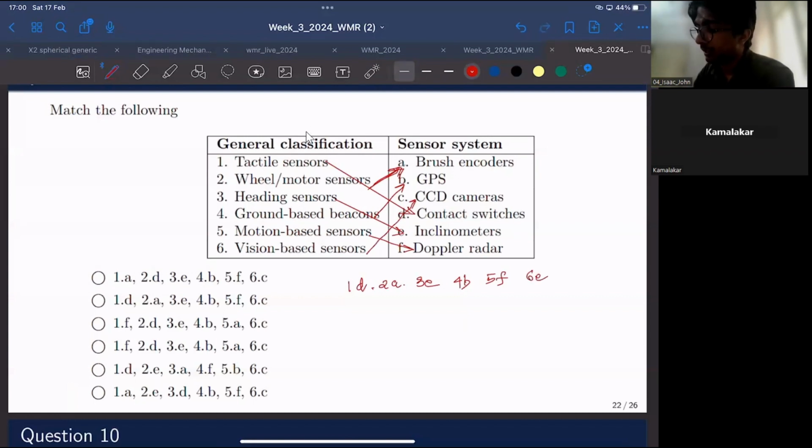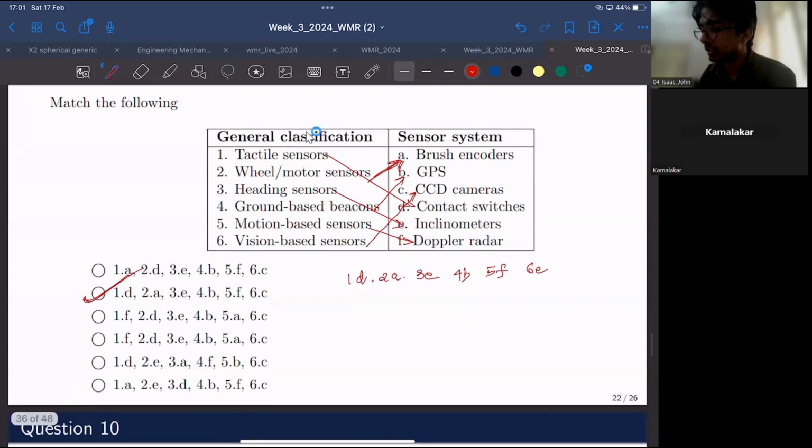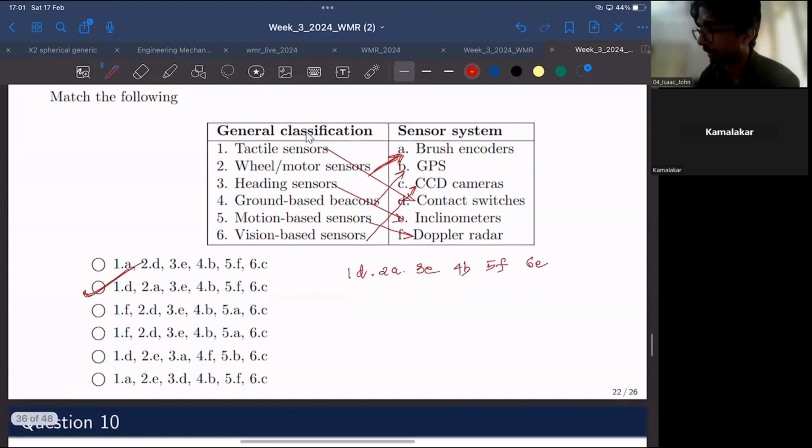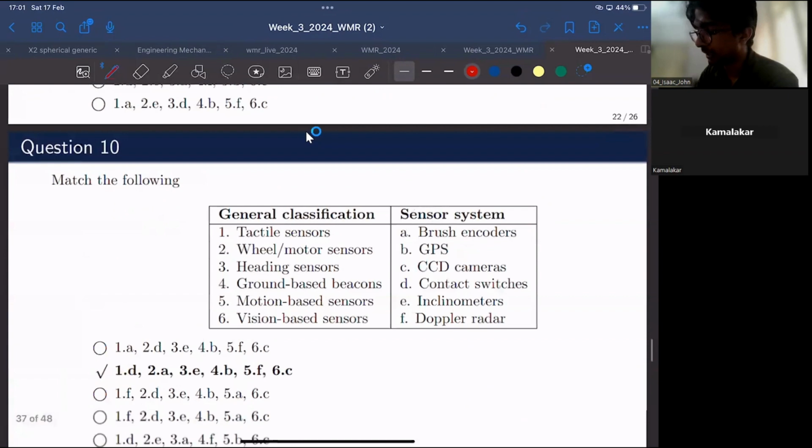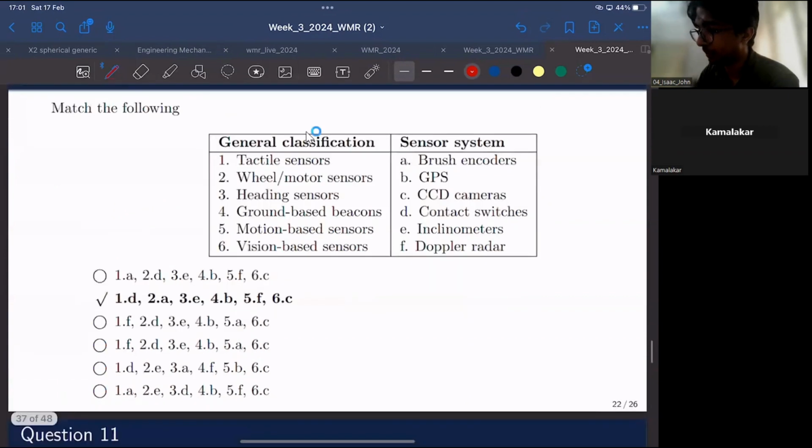Okay, so I think option D is the correct option. Sorry, I think option B, yes. Again, there is nothing much to be discussed here because these are all theoretical and were discussed very thoroughly, very elaborately during the lectures. Okay, so the answer is indeed option B.